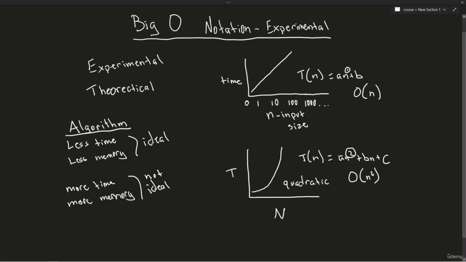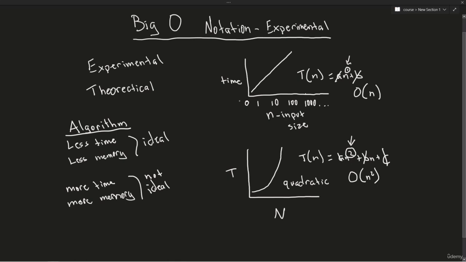So we don't care about coefficients, so technically, we can get rid of these because, as I said, we don't care about them. We care about the highest power, which in this case is 2, and then in this case it's 1. And that is how we're able to represent our big O notation.